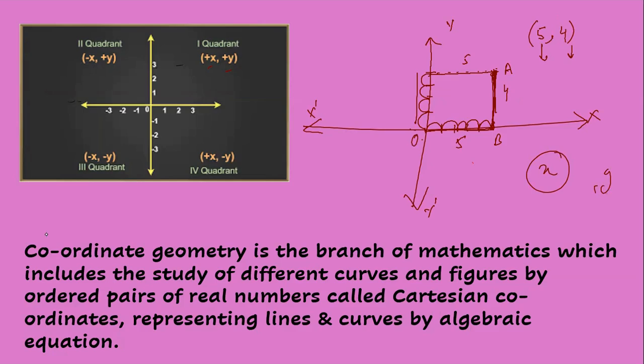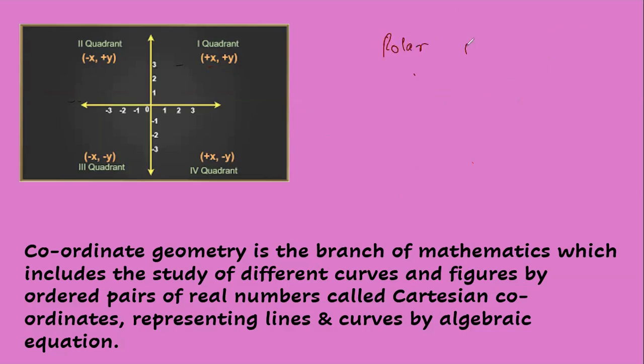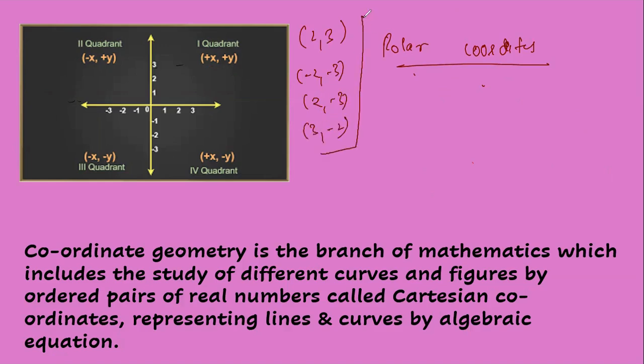Now let's have a discussion about polar coordinates, which is very, very important. Like we have Cartesian coordinates, where we write an ordered pair of real numbers like 2, 3, minus 2, minus 3, or 2, minus 3, or 3, minus 2. These are the Cartesian coordinates, where we write real numbers as an ordered pair. But in polar coordinates, we take the displacement and the angle. Now, what are polar coordinates actually?